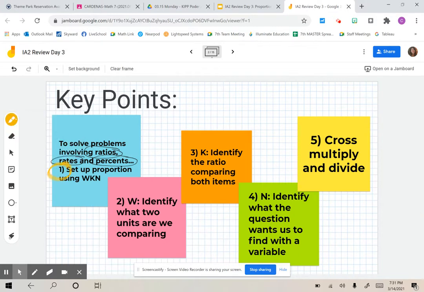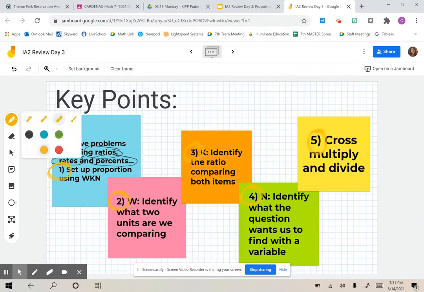Then we're going to identify the what two units we are comparing for the W. We're going to then identify the ratio that's comparing both of these items at the same time. That would be the K. And then we will identify what the question wants us to find and use a variable to represent that. That's going to go under N. And then we know our last step is to cross multiply and divide.